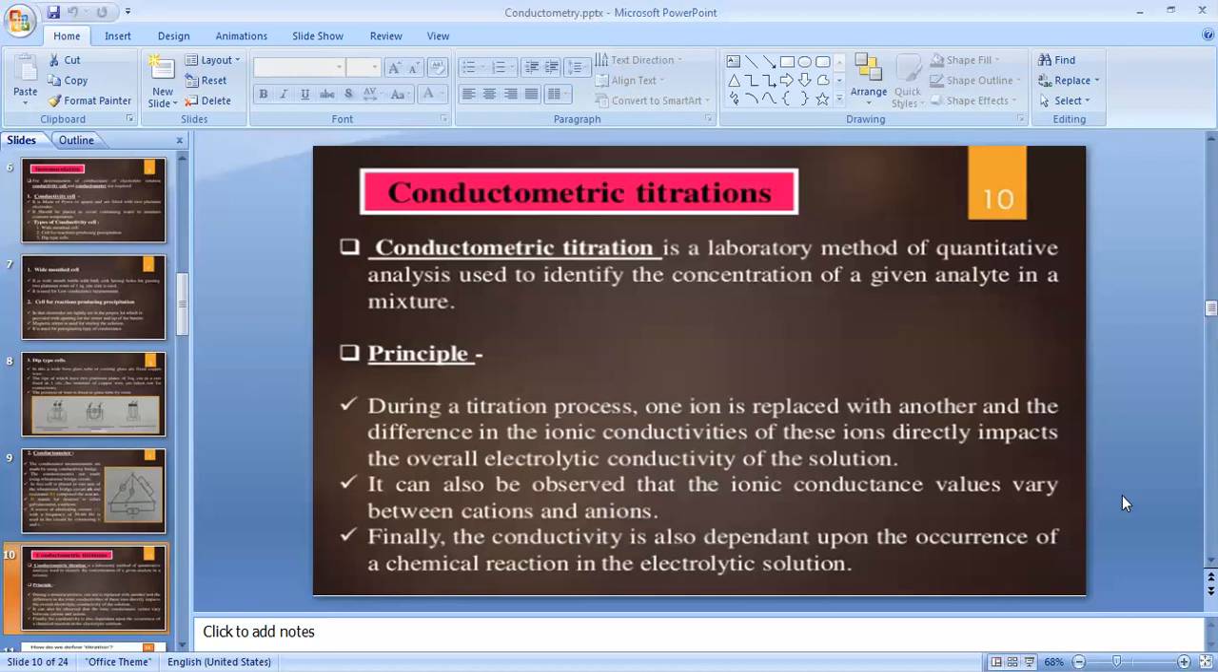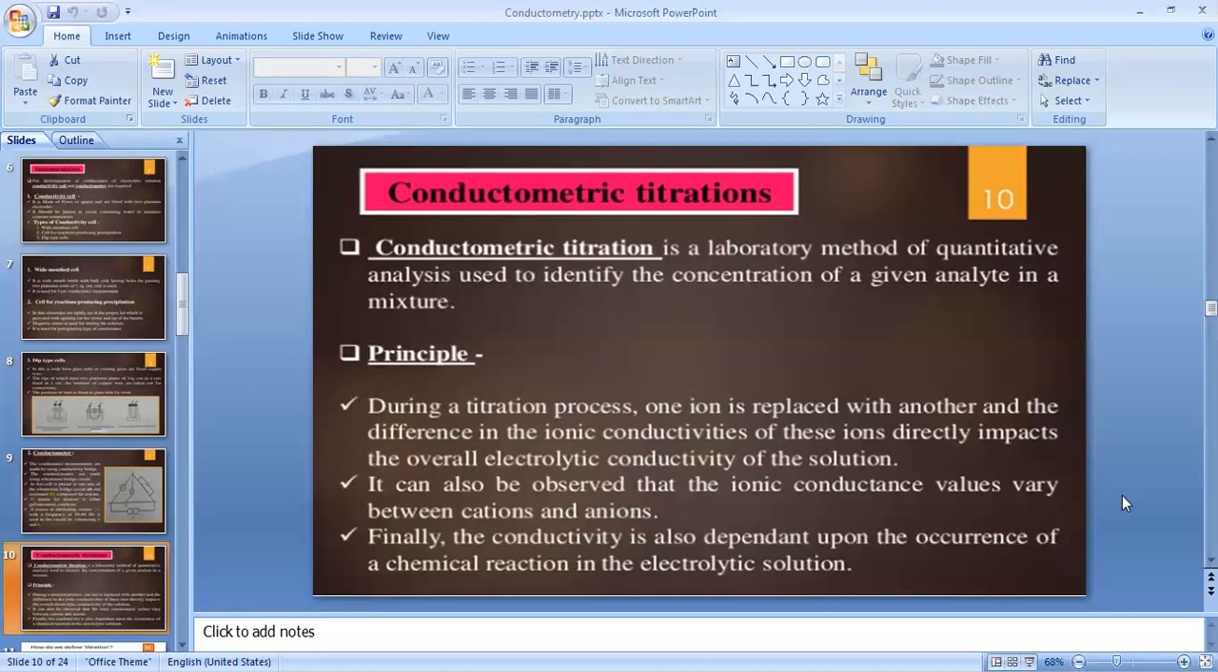During a titration process, one ion is replaced with another. That is, when we transfer 1 ml of standard solution from the burette to the contents in the conical flask, there is replacement of ions between the titrate and titrant, and the difference in the ionic conductance of these ions directly impacts the overall electrical conductivity of the solution. It can also be observed that the ionic conductance values vary between the cations and anions. That is, depending on the nature of the anions and cations, whether stronger or weaker, the conductivity varies.